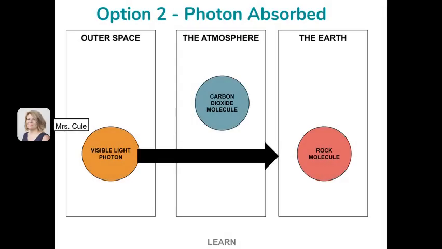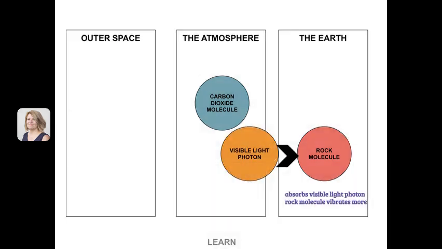So here is the second scenario where we have a visible light photon that is also coming from the sun, slowly traveling in a straight line to the Earth, passing through the Earth's atmosphere. And in this case, when we get to the Earth's surface, the visible light photon is getting absorbed by the Earth instead of being reflected. So in this case, we're saying that the visible light photon is being absorbed by a piece of rock, okay? A molecule that is part of a rock.